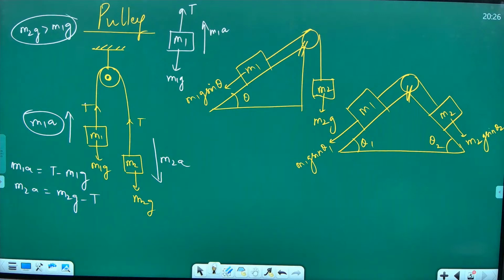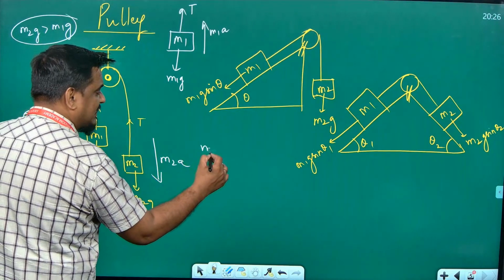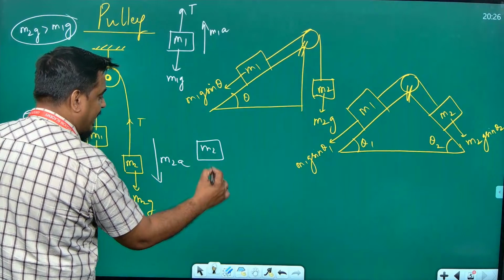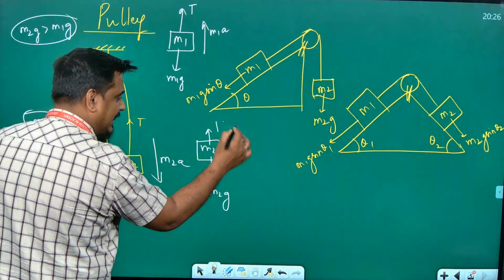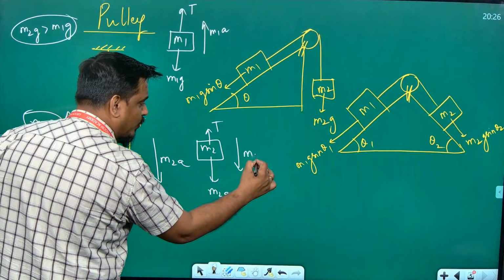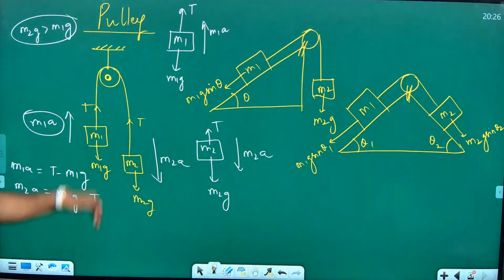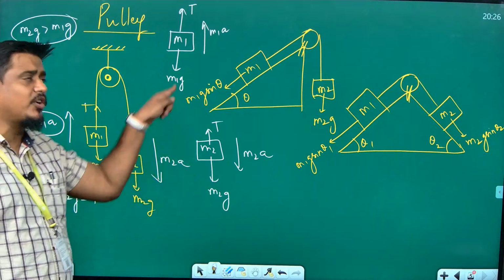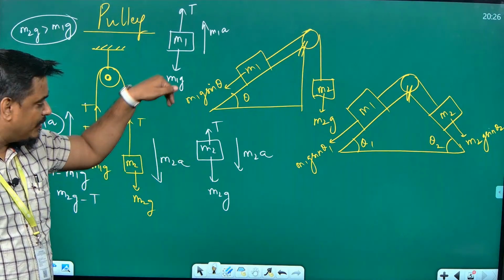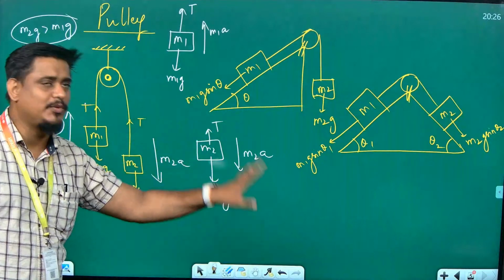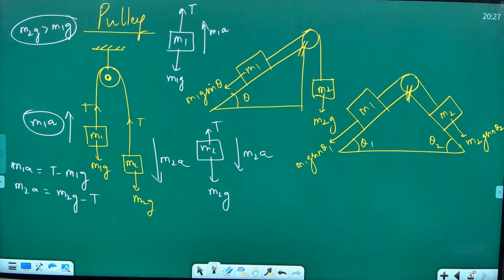Yes, sir. Same way, if I take the m2 body separately and draw the free body diagram, downward is m2g, upward is tension, and the net force is downwards, m2a. If m2a is downwards, it means m2g is more than T, right, manager? Yes, sir. So m2g minus T is equal to m2a. I hope it is clear to you.